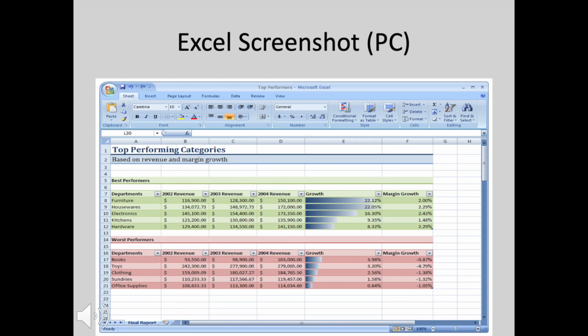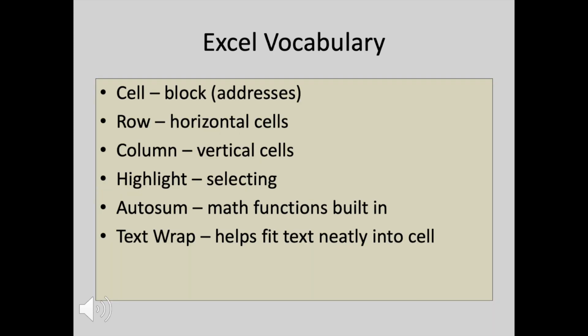Excel is a spreadsheet program used by accountants originally, but is now used by many to collect and analyze any kind of data. Here is some need-to-know vocabulary. Cell. Cell is a block that exists in the rows and columns, which are labeled with letters and numbers. It is like their address for locating data quickly. A row is the horizontal cells, while the column is the vertical cells.